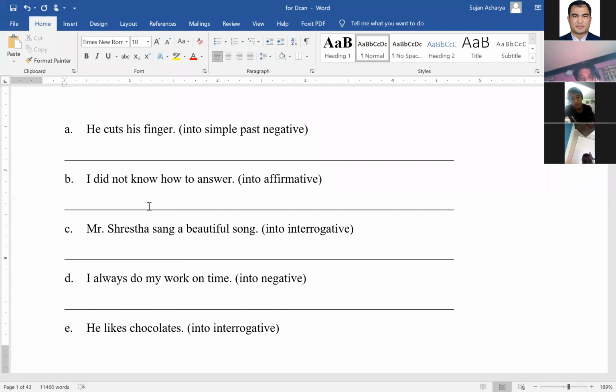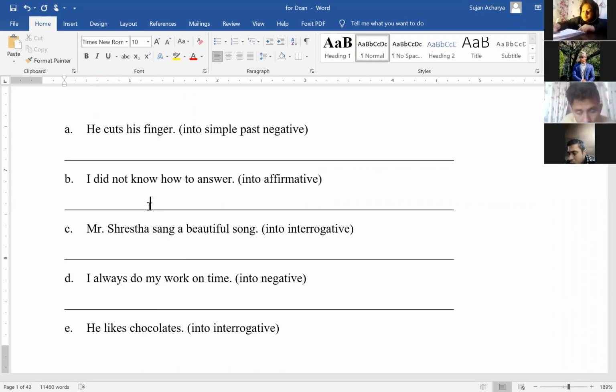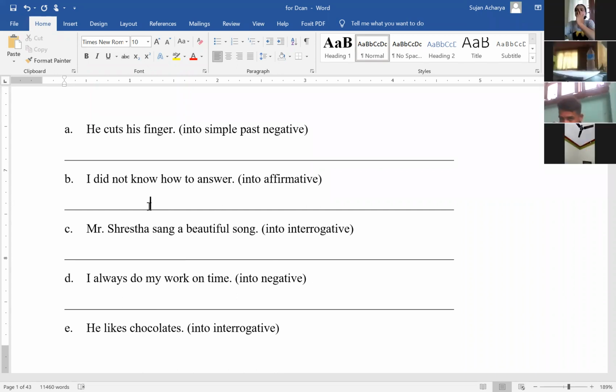Did Mr. Shrestha sing a beautiful song? Why sing? Because we have already used did in front of the verb. Did Mr. Shrestha sing a beautiful song? Question mark.